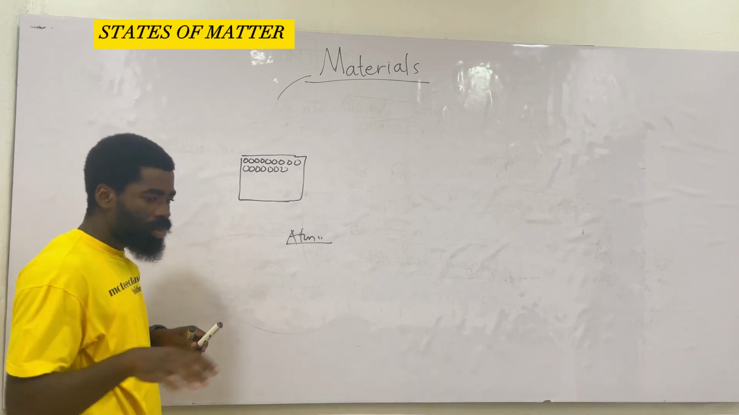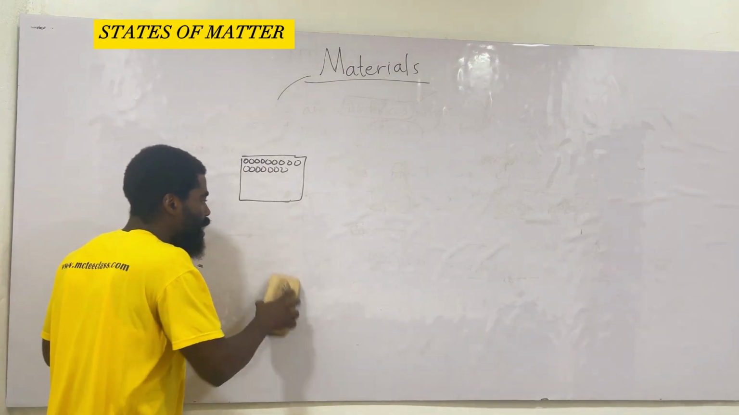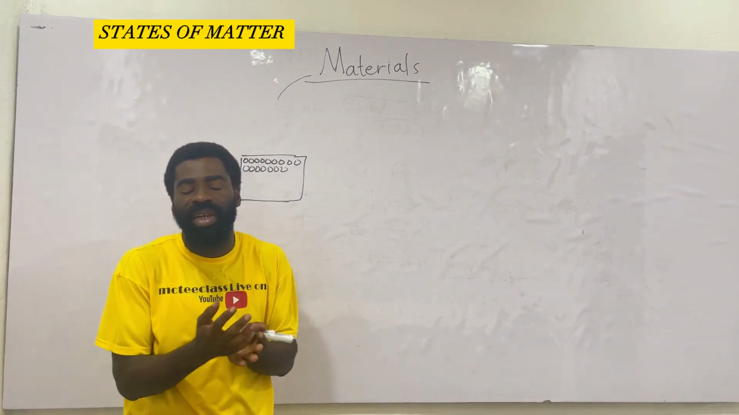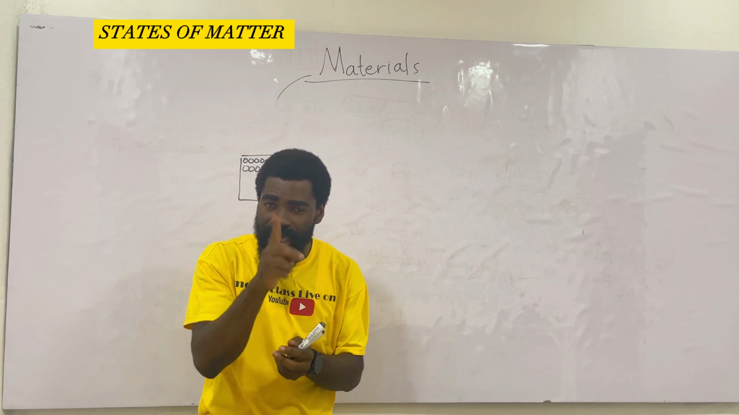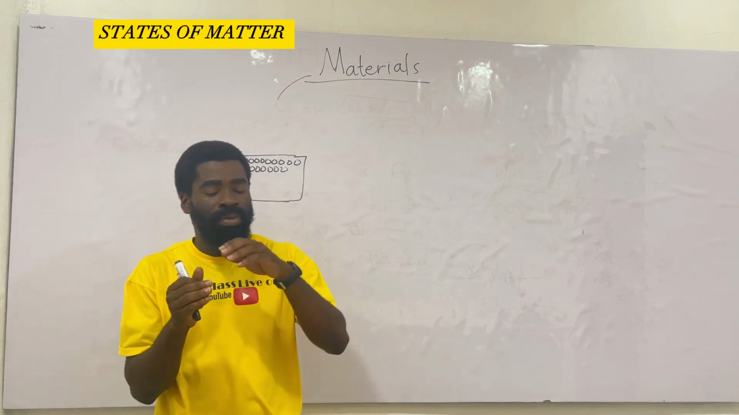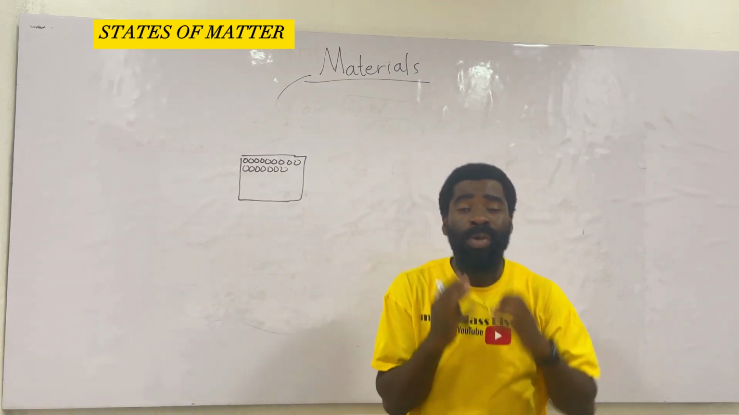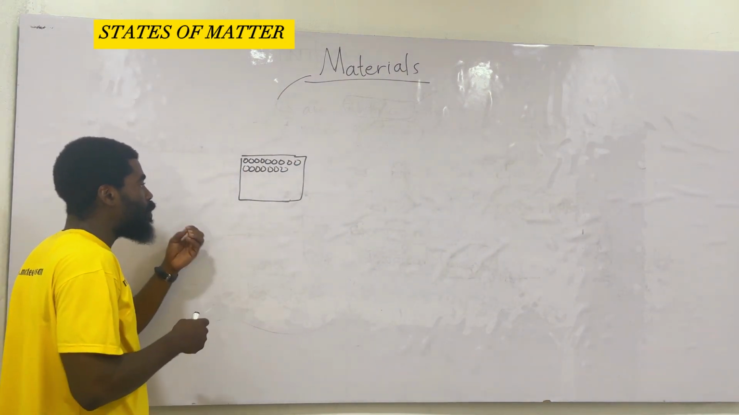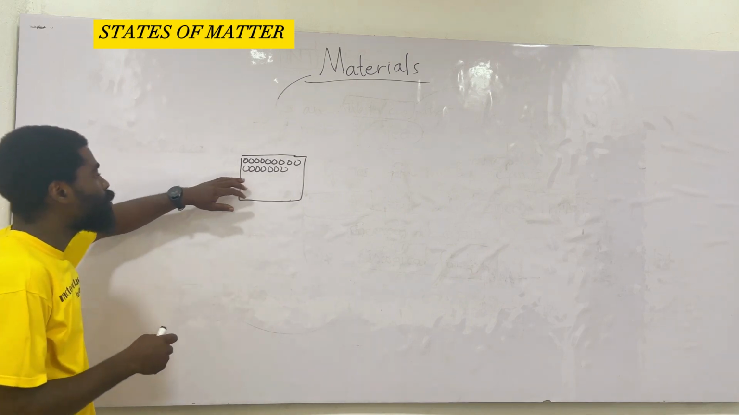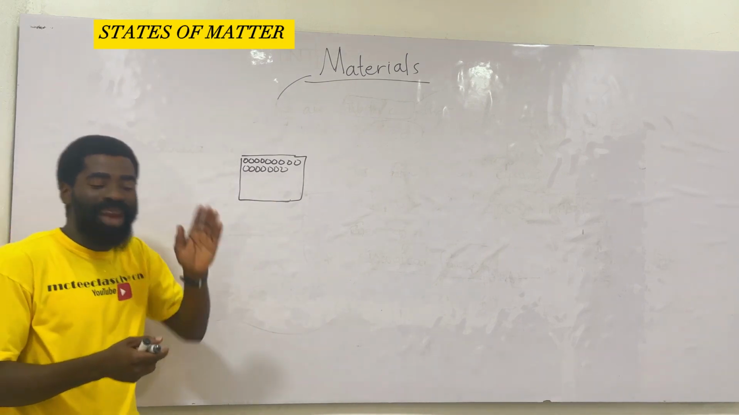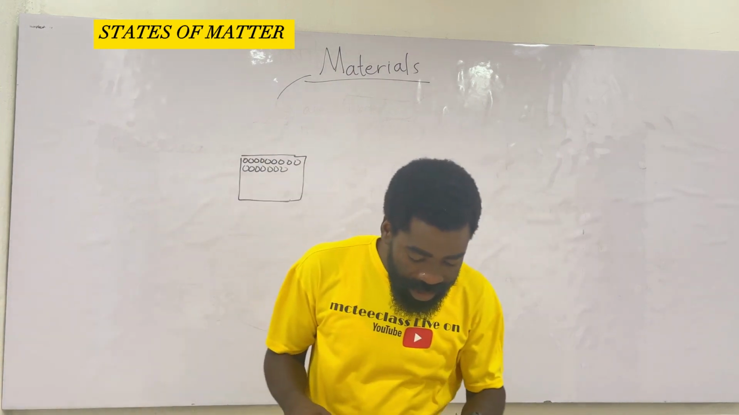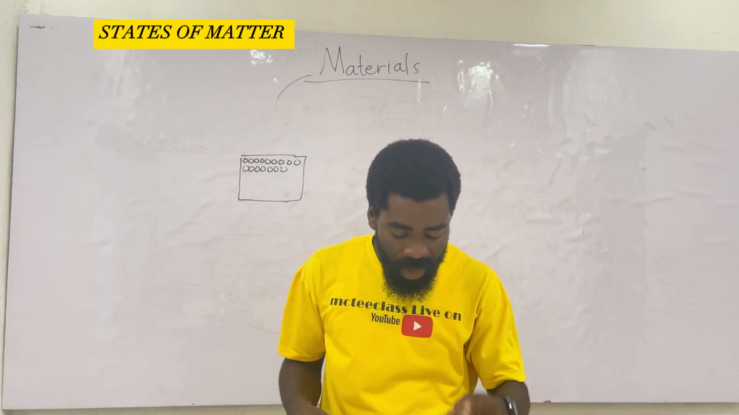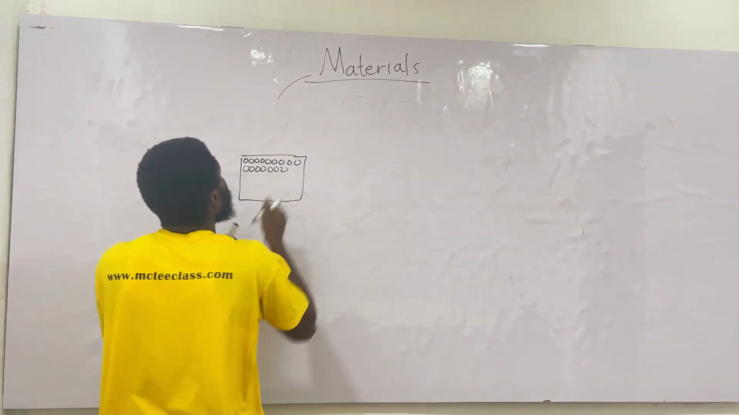Good. Now, the particles in matter are held together by force of attraction. This is very, very key. You have to know this. You'll be able to explain most of the things when you understand what I'm saying. I'm saying that the particles, which are the atoms, the molecules, and the ions, are held together by force of attraction. So the particles that make up matter are held together by forces. And the strength of the force determines the state of matter. We are looking at the state.